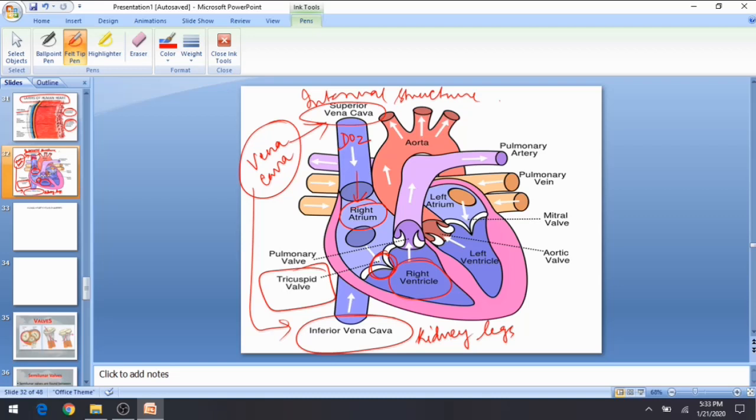the time when blood flows from right atrium to right ventricle, and after that it closes, which prevents backflow movement of deoxygenated blood again towards right atrium. It prevents the backflow movement. That is why the valve helps in preventing the backflow movement of deoxygenated blood.